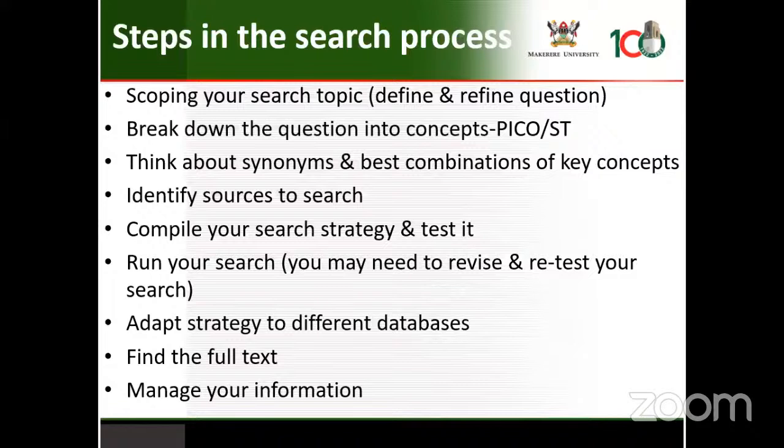Okay, so these are the steps in the search process. The first one is scoping your search topic. You define and refine your research question or your review question. And I want to believe that yesterday you covered this. Did you? Defining or formulating a research question or a review question.